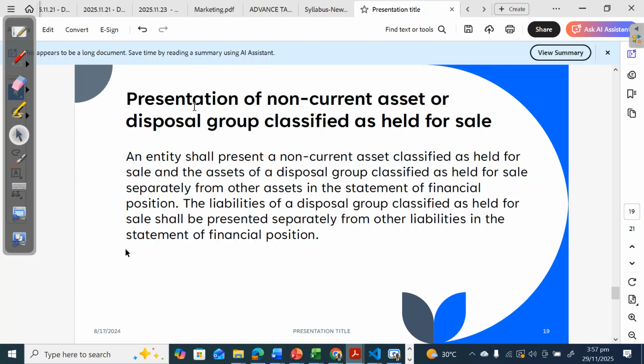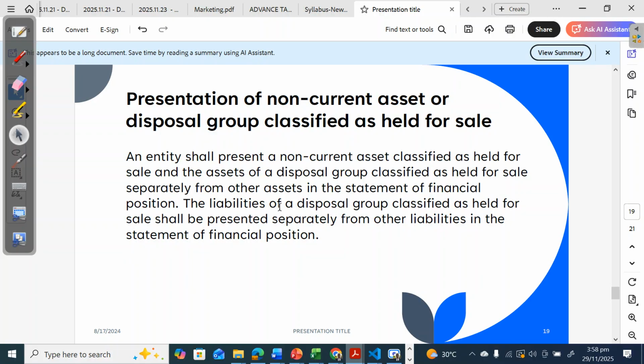Okay, let's look at the presentation of non-current assets held for sale in our books. How should we do the presentation? The standard says that all assets held for sale should be classified separately, and we should not mix them up. Even though they go under current assets, we have to clearly show that these are held for sale items, and not mix them with the other assets.